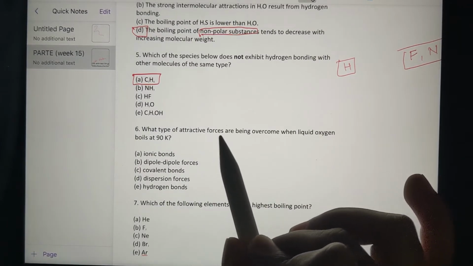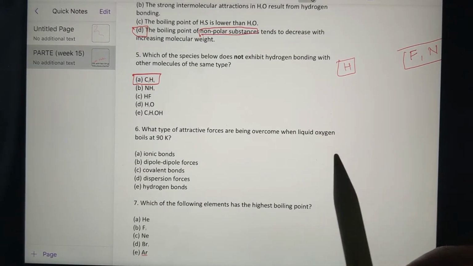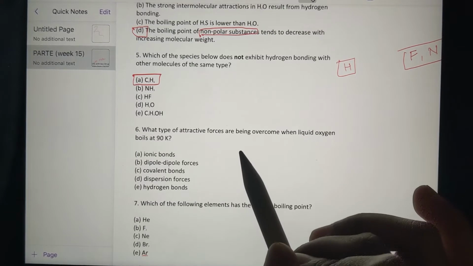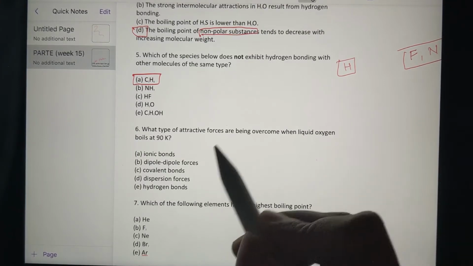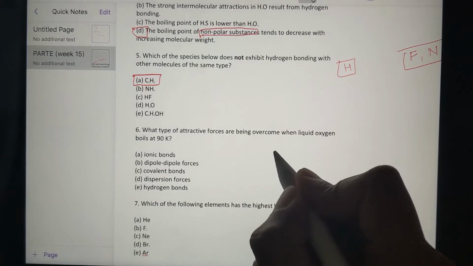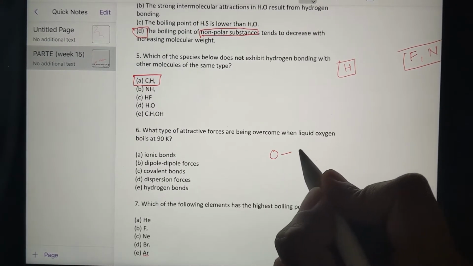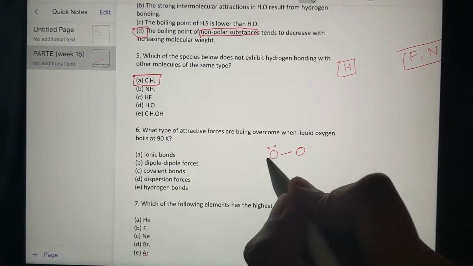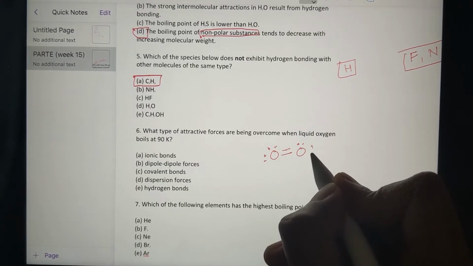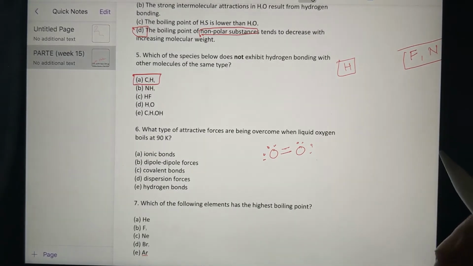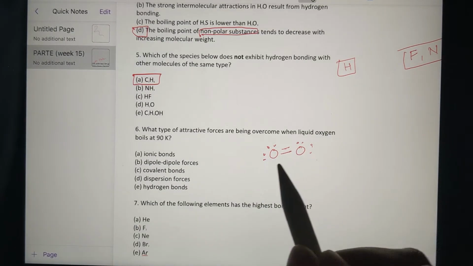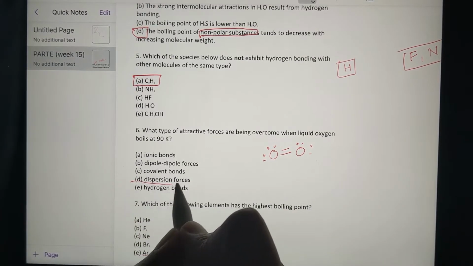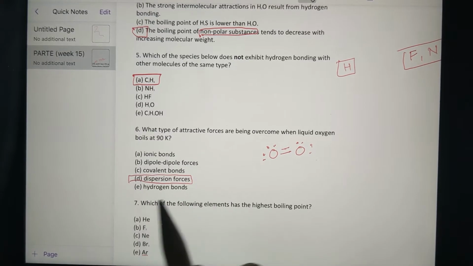Okay, what type of attractive forces are being overcome when liquid oxygen boils at 90 K? So when you boil something, you're breaking the intermolecular forces. So we have to check for oxygen what kind of intermolecular forces are there. Oxygen, just like hydrogen or iodine, is an overall nonpolar molecule. In a nonpolar molecule, the only kind of interaction you have is the weak dispersion forces. So obviously this is going to be your correct answer.